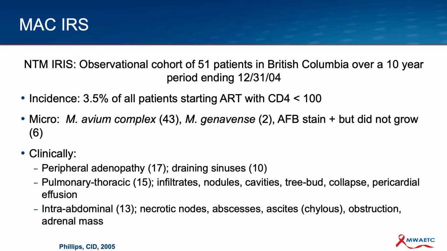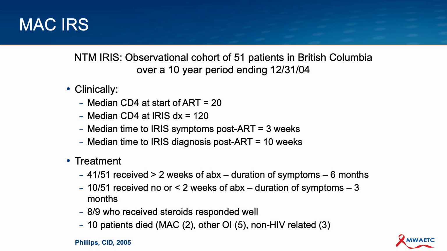The incidence of NTM IRIS was 3.5% of all their patients who were started on ART with CD4 counts less than 100. Most cases were Mycobacterium avium complex, but some were M. genavense, and some were AFB stain positive, but never grew. Clinically, patients presented with peripheral adenopathy or thoracic infiltrates, nodules, cavities, and pericardial effusions. And then an equal number also had intra-abdominal disease, like my patient, with necrotic nodes, abscesses, ascites, and adrenal masses.